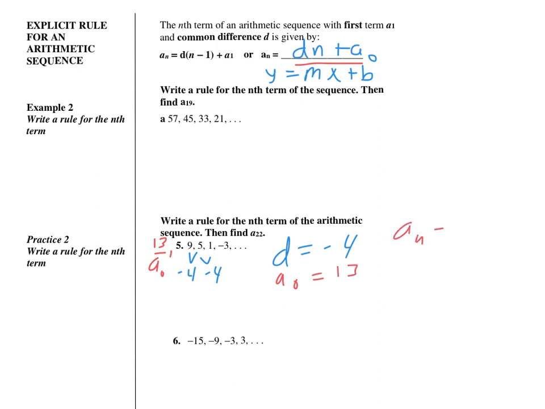And so now we can do our formula, a sub n equals negative 4n plus 13. So then it asks me for a sub 22. So for that, I'm just going to plug in a 22 for n. And so a sub 22 would be negative 88 plus 13, which is negative 75.